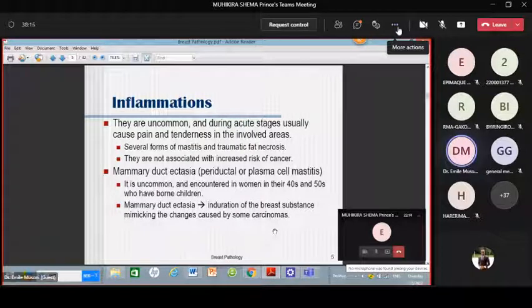Inflammations are common and are known as mastitis. There are several forms of mastitis and traumatic fat necrosis. Fat necrosis I've seen in general pathology. In the breast, there is what we call fat necrosis. This also can mimic carcinoma. And these are not associated with an increased risk of cancer.